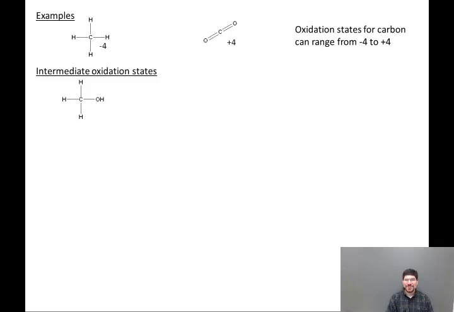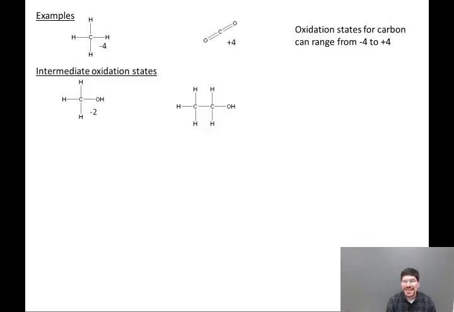Then we have all of what we call the intermediate oxidation states. So let's look at some examples of molecules that are somewhere in between. How about methanol, a primary alcohol? Going through the same rules, we have 3 bonds to hydrogen. That would take us down to -3, but 1 bond to oxygen is going to add 1, so that leads to a net oxidation state of -2.